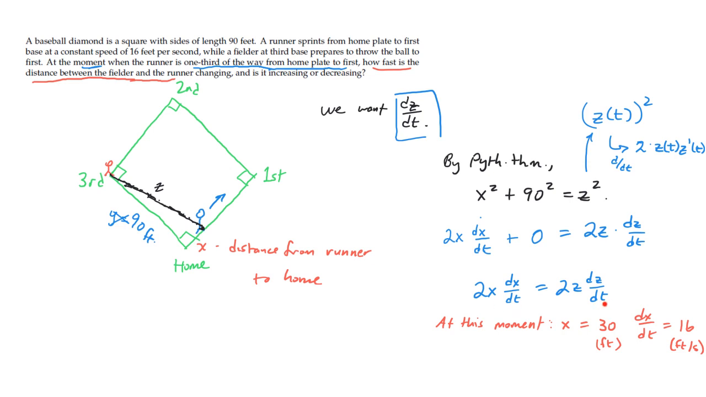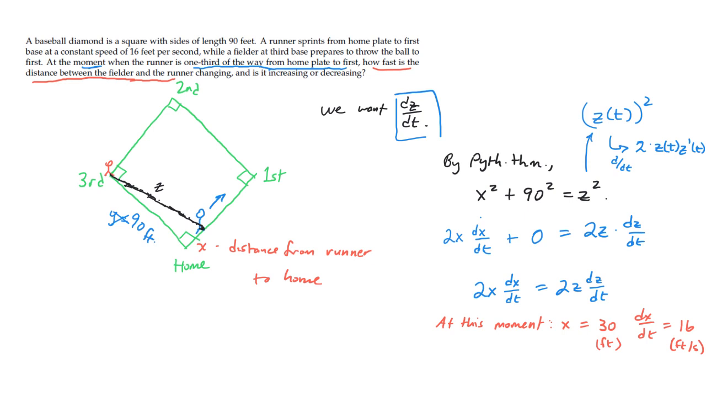I want to find dz/dt, but now what's left is I need to figure out what z is. If I can't figure out what z is, I'm going to be stuck because I'm going to have two unknowns in this equation. Well, what is z at this particular time? I know what x is. x was 30, and I know that the length of this other side was 90. So I can use this relationship, the Pythagorean theorem, to figure out what z is.